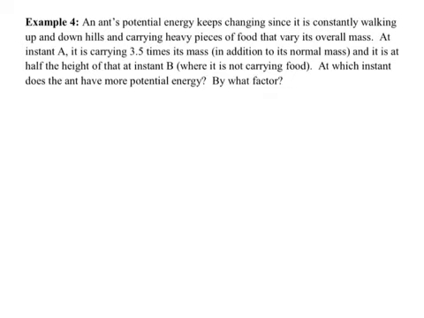An ant's potential energy keeps changing since it is constantly walking up and down hills and carrying heavy pieces of food that vary its overall mass. At instant A, it is carrying 3.5 times its mass in addition to its normal mass, and it is at half the height of that at instant B, where it is not carrying food. At which instant does the ant have more potential energy? By what factor? It's really confusing if we don't draw a diagram here for sure.